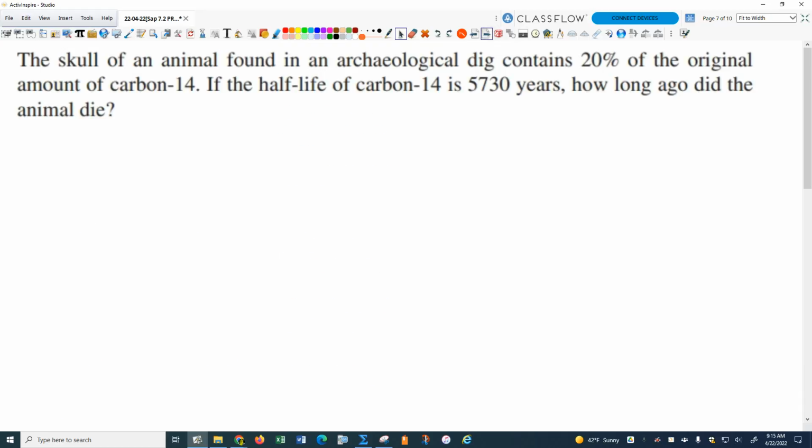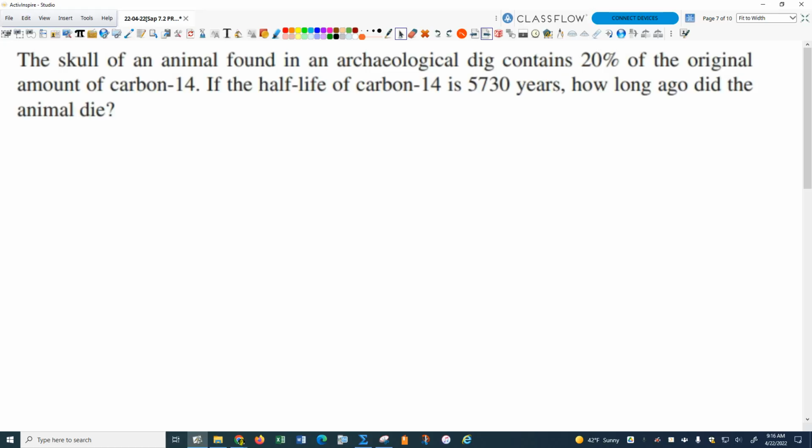Okay, so let's do a problem. Let's say we find the skull of an animal in an archaeological dig, and we measure the amount of carbon. You could do that through mass spectroscopy, or a liquid scintillation technique. There's a bunch of different ways you could do it, but I would assume mass spectroscopy is probably what you would do.